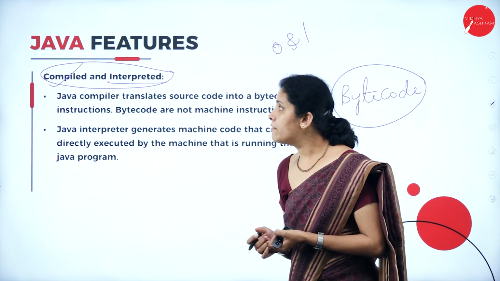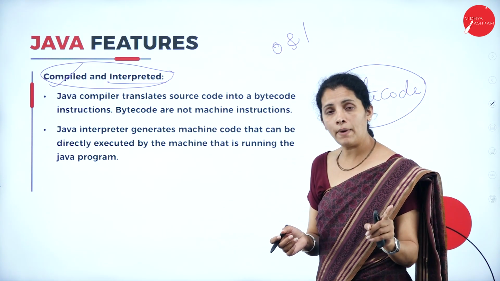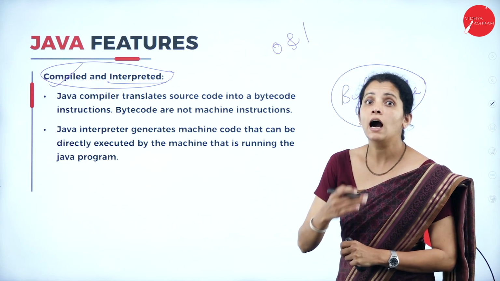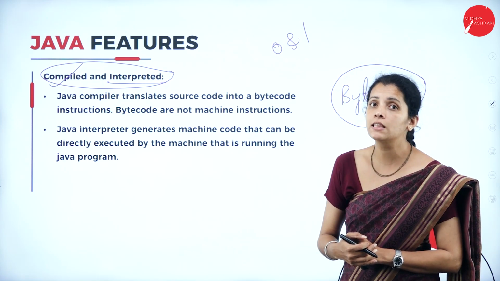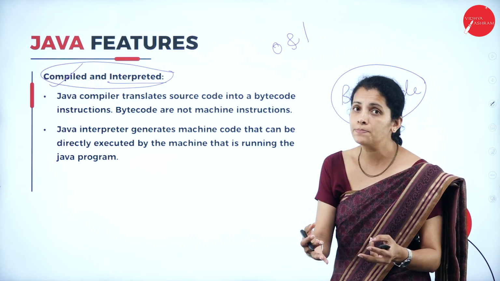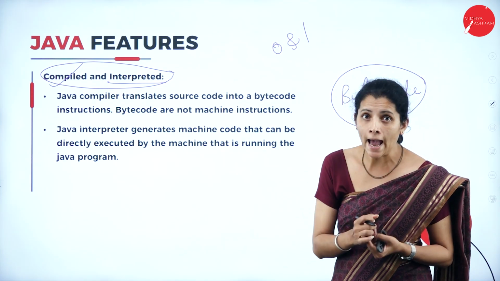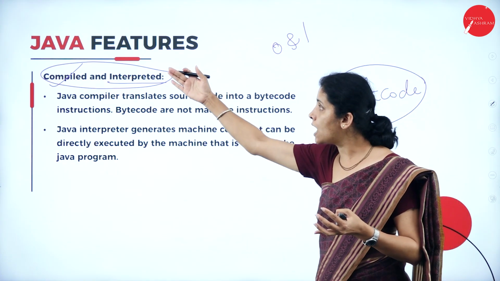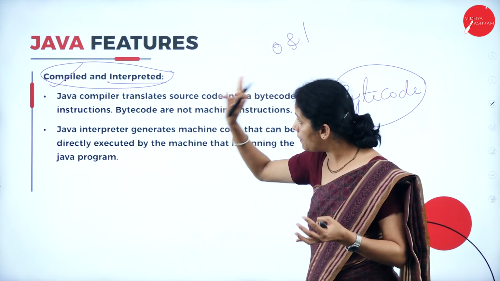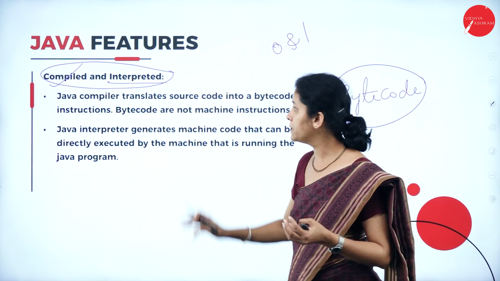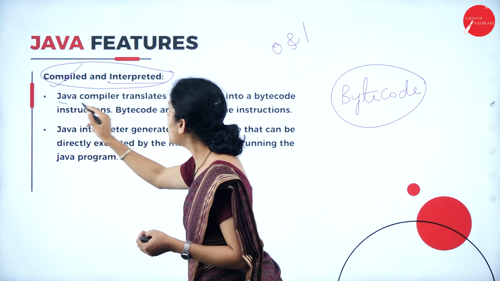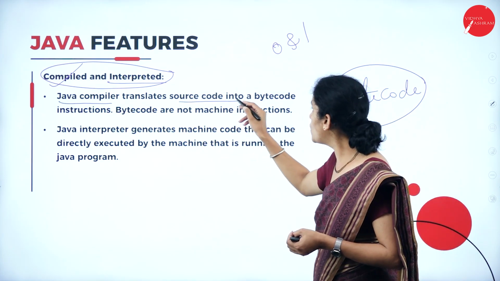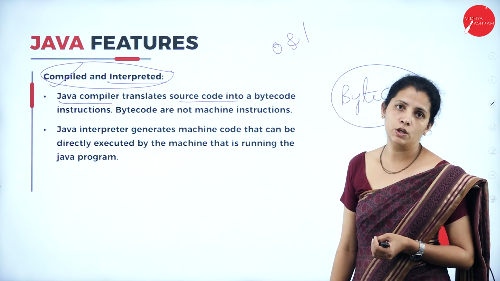Now, in Java, we have compiler as well as interpreter. But if I consider other programming languages like C or C++, we may have compiler or interpreter. But in Java, I'm going to have compiler as well as interpreter. So here, the Java compiler translates source code to bytecode.